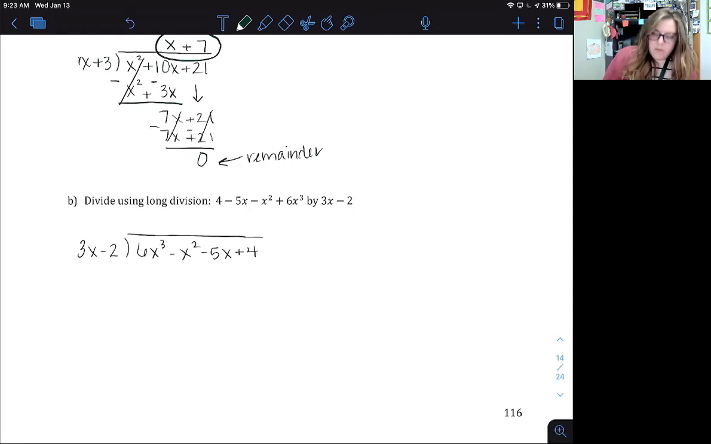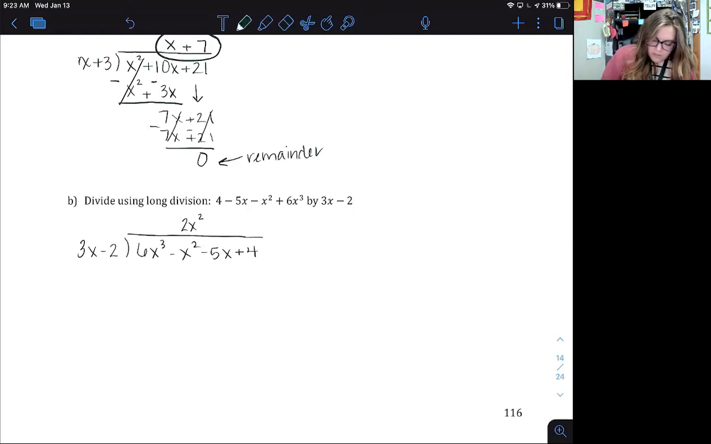All right, so divide. So 6x cubed divided by 3x gives us 2x squared. Put that above the x squared term, and then multiply.